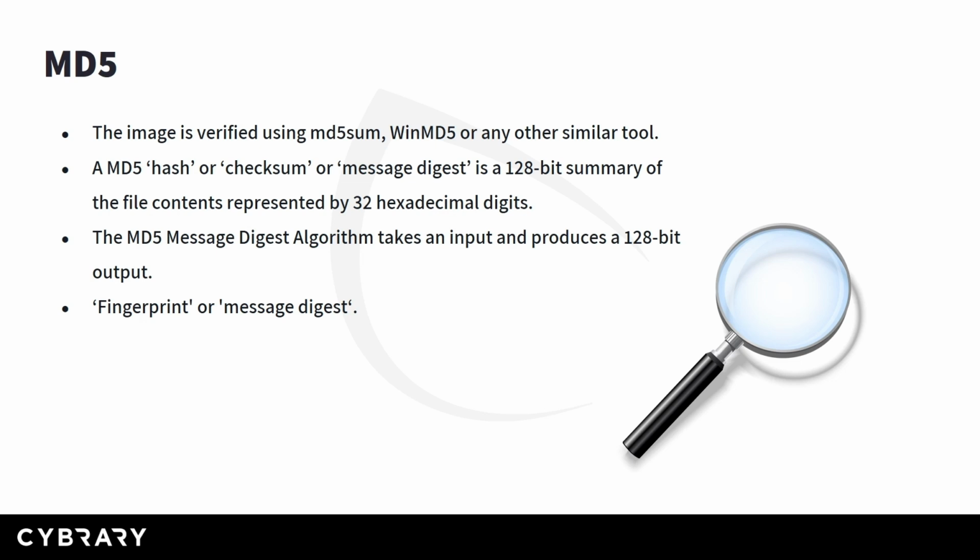The MD5 message digest algorithm takes an input, in this case a file, and produces a 128-bit or 16-byte output, which can be represented as a string of 32 hexadecimal values. This output is a fingerprint or message digest for the file. This is a good way to both verify that the file has not been damaged during electronic transfers and also to verify that the file we're getting has not been tampered with.